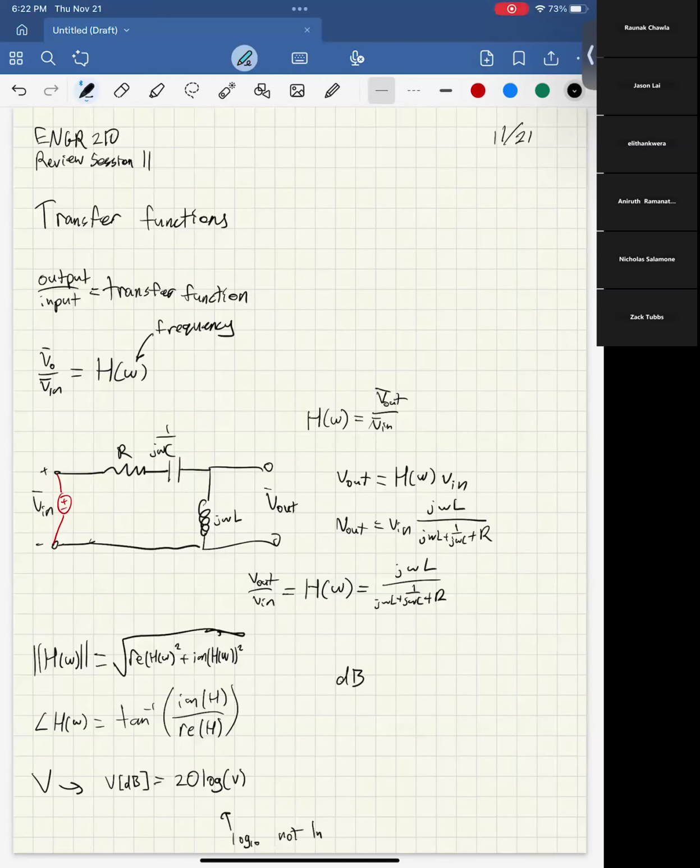So that means that H of omega in decibels would be 20 times the log of H of omega. And hopefully you all remember your logarithm algebra rules because that'll be pretty relevant here. I'm not going to explain them here. I'm just going to do them on some example problems.